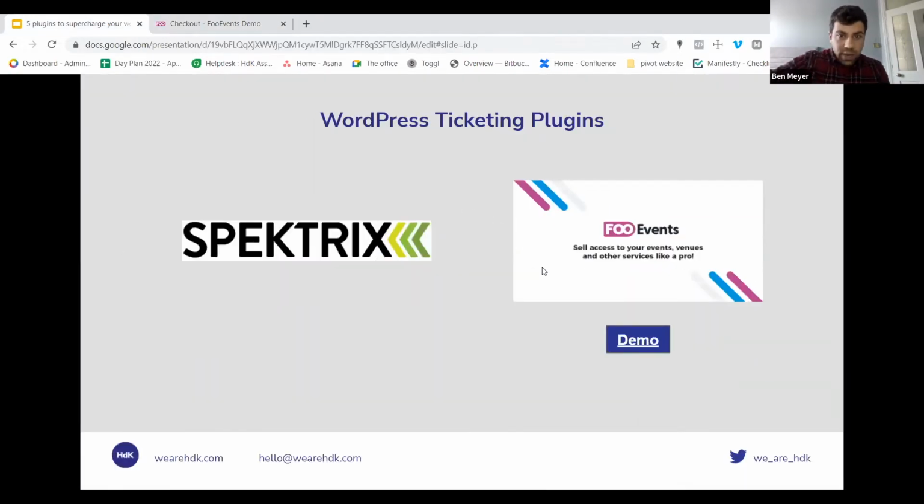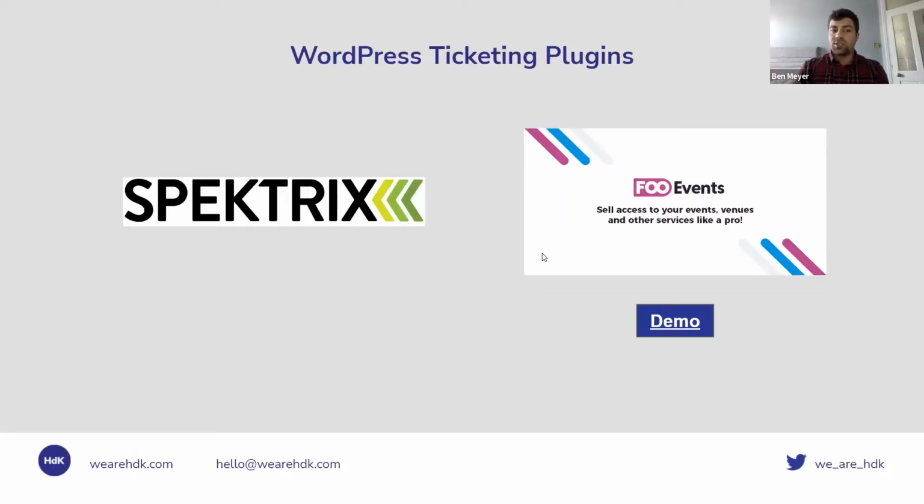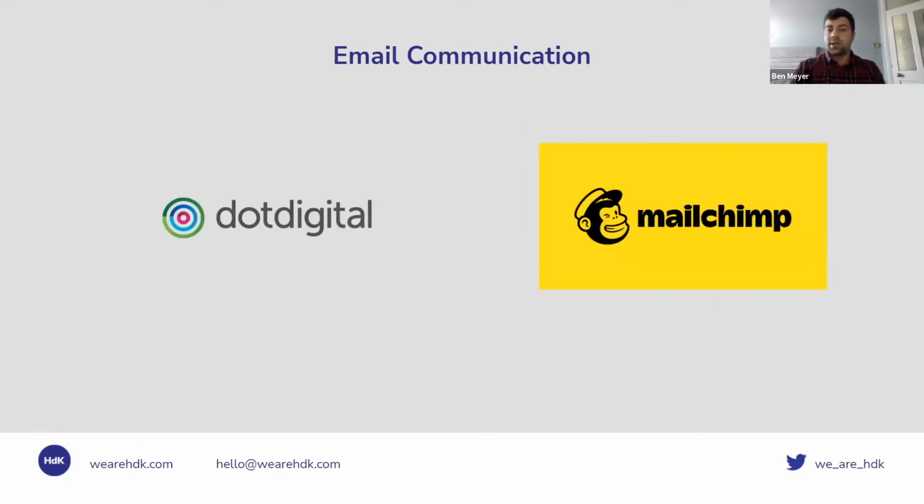Finally, I'll just go back to, to lead into the next section even. Spektrix comes with its own email communication system called .digital, which was originally .mailer. But we're going to talk about Mailchimp, which plugs very nicely into WooCommerce and Events for WooCommerce. So I'll hand back to Yannick, unless there are any questions. Cool, thanks, Ben. If there are any questions, just pop them in the chat and we will get to them.